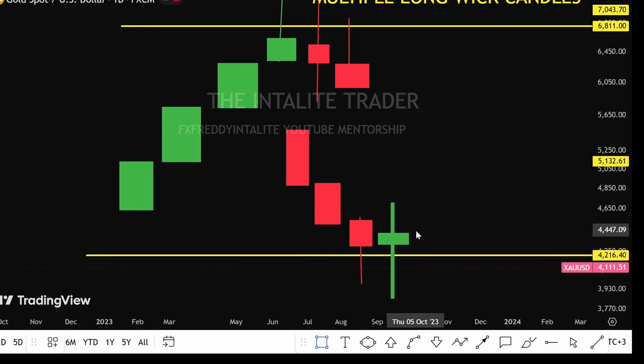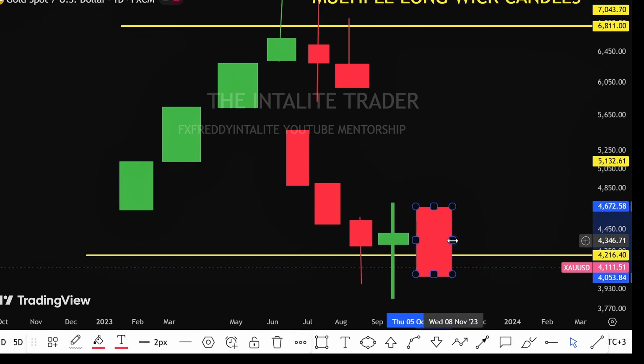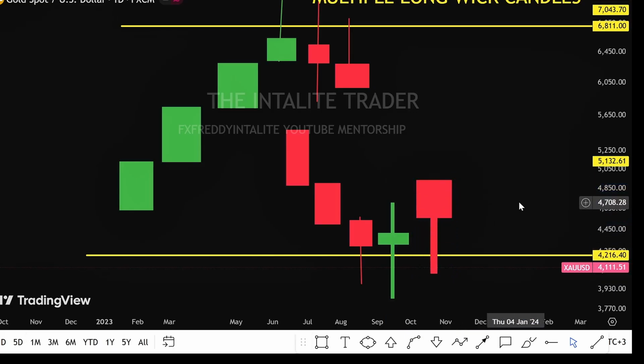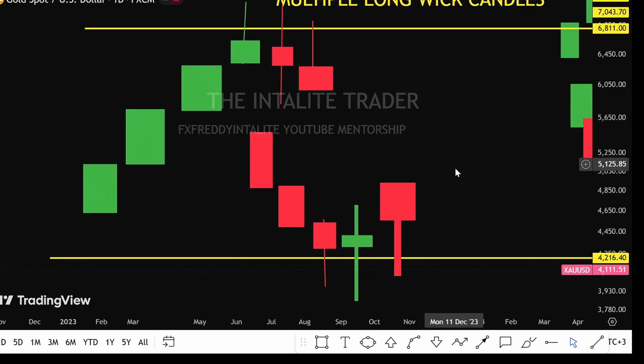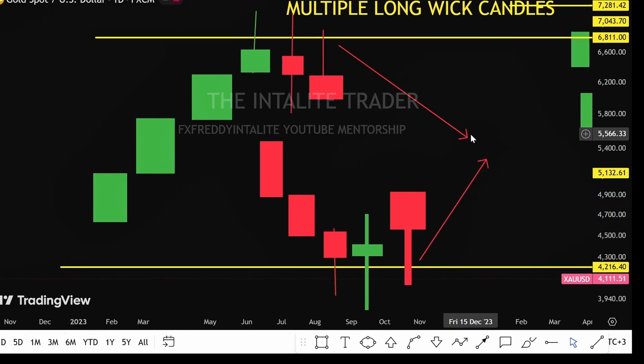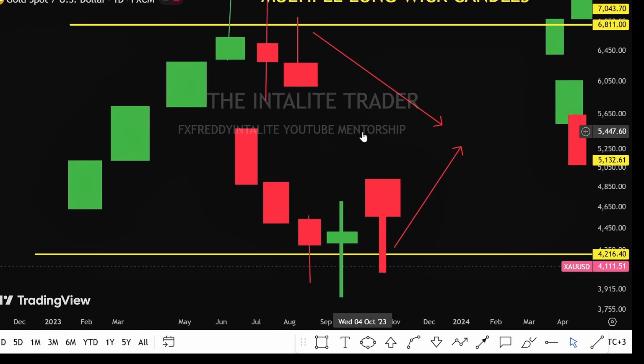The same candle opens here, pushes down, will be bearish. This is a bearish candle. This one. Buyers step in and push this price higher. So these wicks, when you have candles with wicks like this, we call these multiple long wick candles.